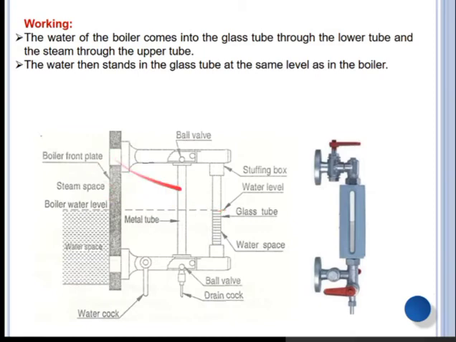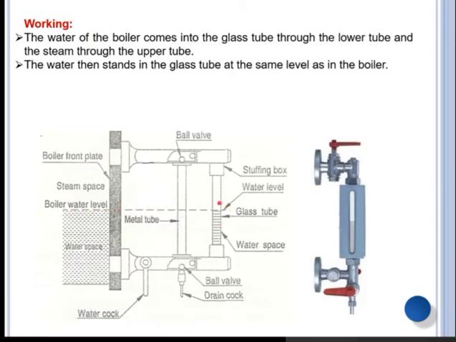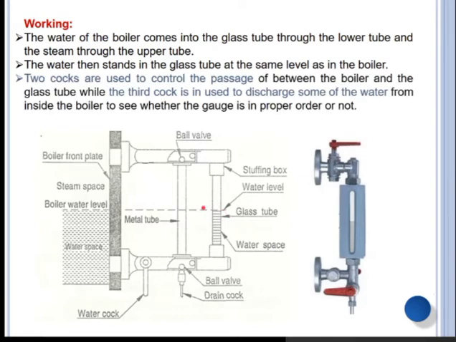So now, from the outside of the boiler, you can see the water level. How much the level of the water is inside the boiler shell can be measured from the outside. So it works in that way. Water comes from the bottom and steam comes from the top. As per the level of water, the water reaches this tube, and you can observe it from the outside. Now the two cocks are used to control the passage to the boiler glass tube.